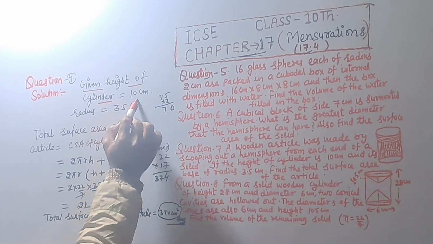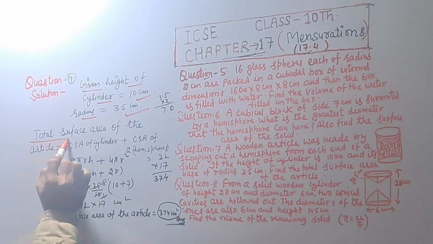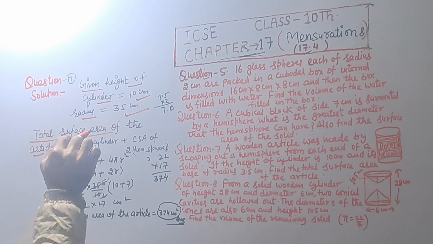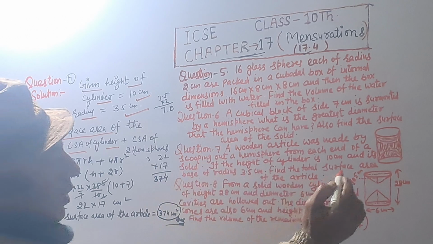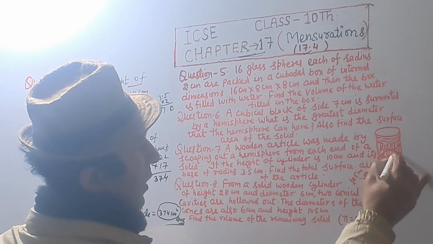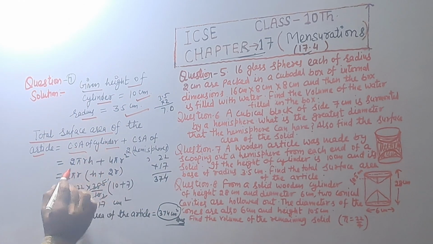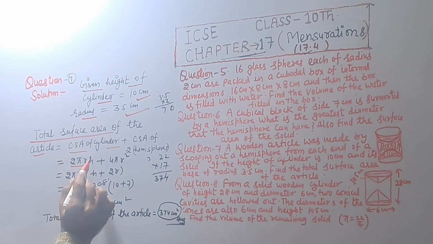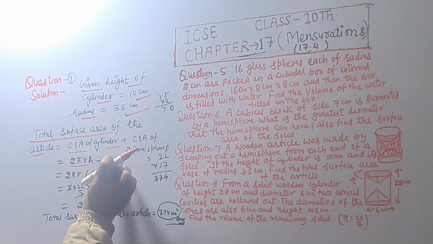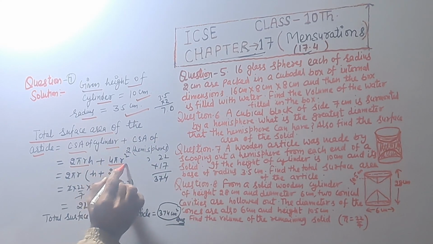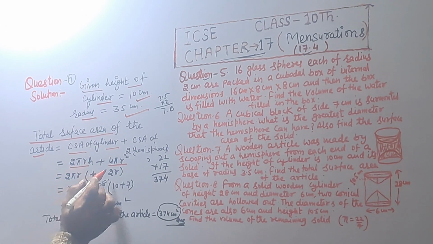Given height of cylinder is 10 centimeter and radius is 3.5 centimeter. Total surface area of the article is equal to curved surface area of cylinder plus curved surface area of two hemispheres. Curved surface area of cylinder is 2 pi r h and curved surface area of two hemispheres is 2 into 2 pi r square, that is 4 pi r square, and taking common 2 pi r in bracket h plus 2r.